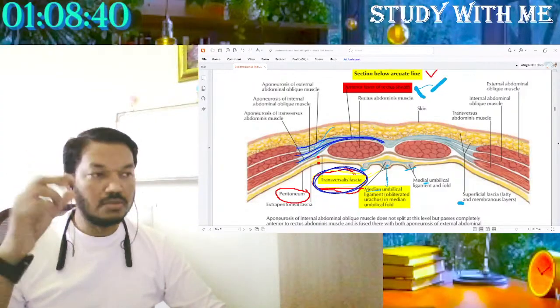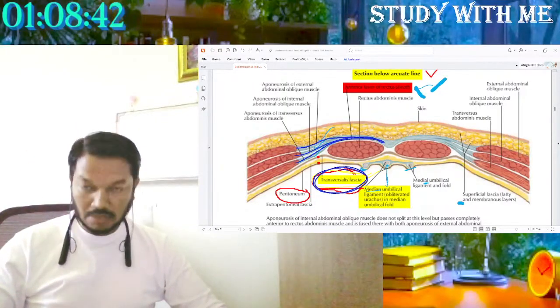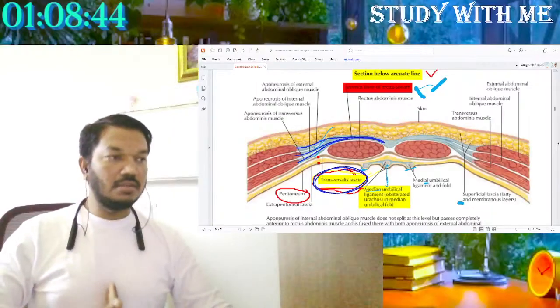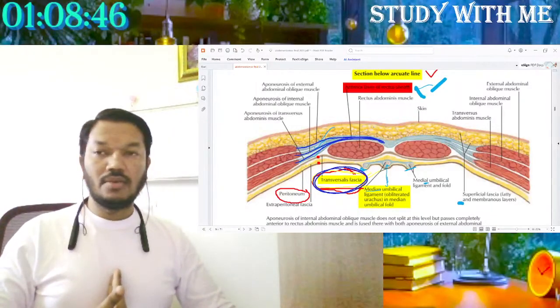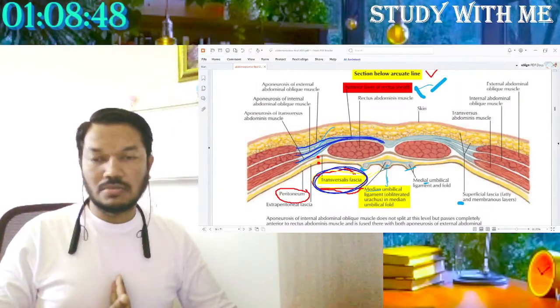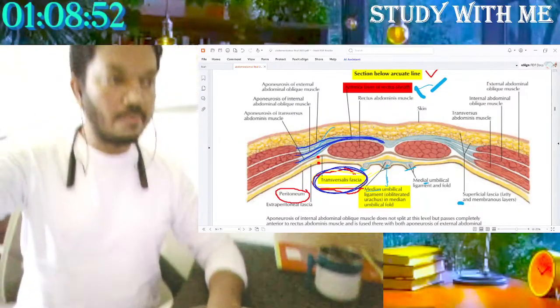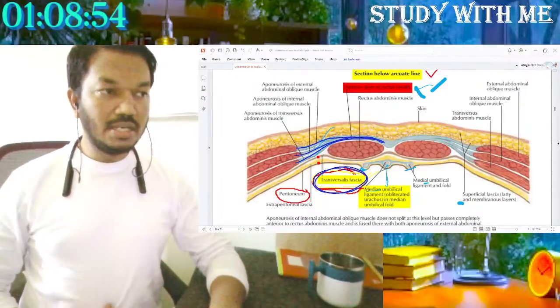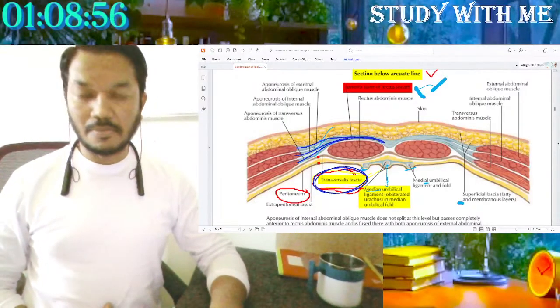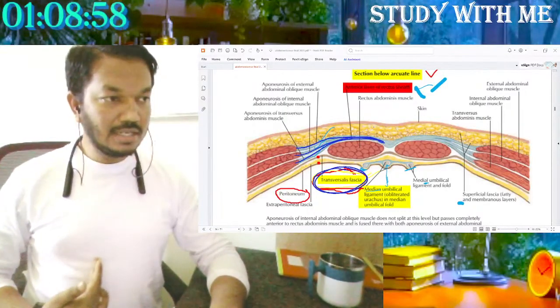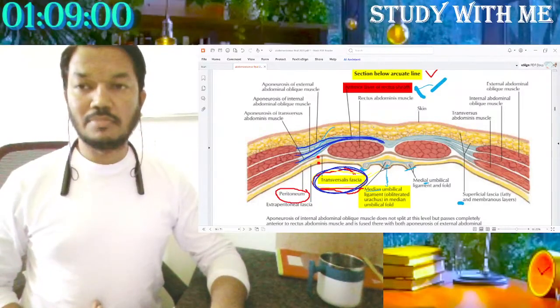Just for the general concept, in the anterior part of the abdomen, if we cut anything in the midline, we will not get any external oblique or internal oblique. Here we will get only linea alba. If we come a little lateral, we will get the rectus abdominis muscle.